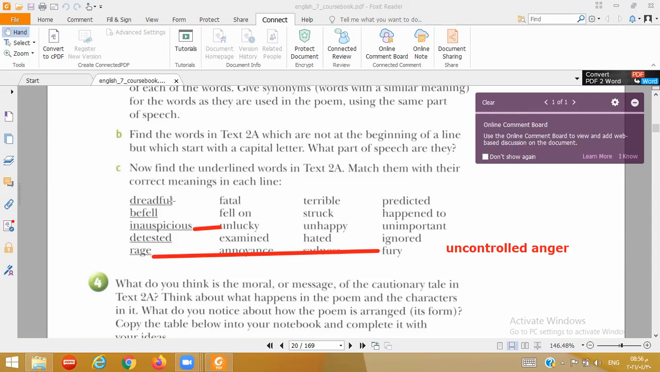Dreadful. Terrible. Terrible, worst. Yes, very good job. Dreadful means terrible. Okay, befell. Happened to. Very good job. Detested. Hated. Yes, very good job.